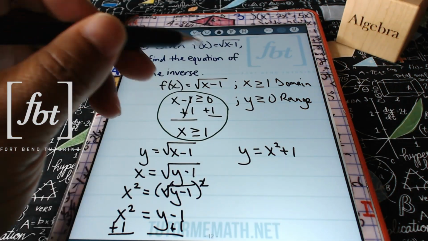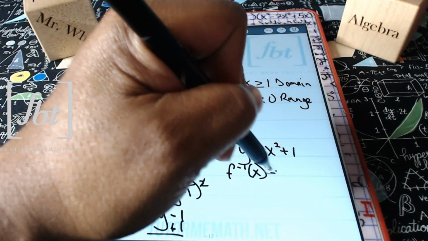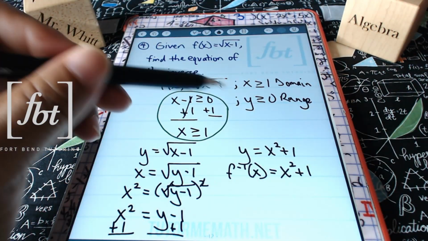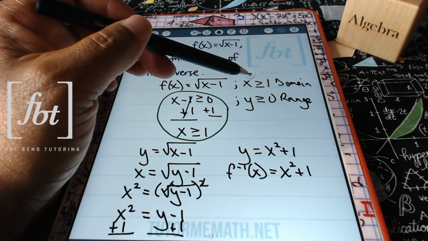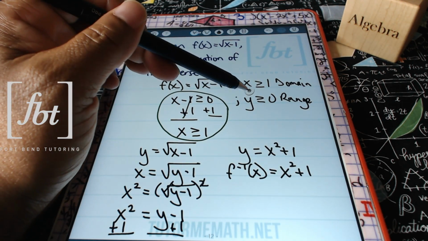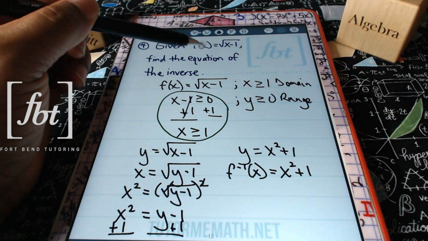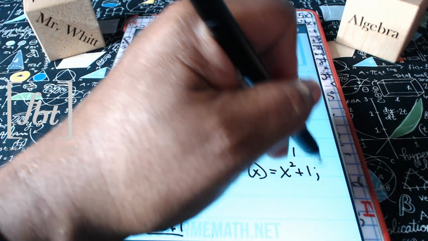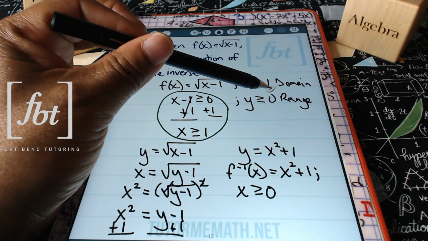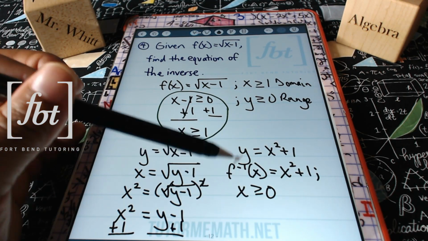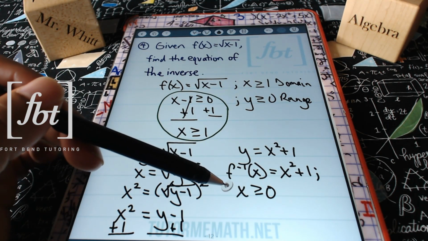And then, keeping in mind that we're going to rewrite this y as f to the negative 1 of x equals x squared plus 1. However, this is not your answer in its entirety. In fact, if you recall, since our domain is x is greater than or equal to 1, and our original range was y is greater than or equal to 0, that means that when we find our inverse, the domain and range will switch places. And that will tell us that our domain must be greater than or equal to 0. See, the range of the original function becomes the domain of your inverse function and vice versa. And so the domain of our original function will now become the range of our inverse function.